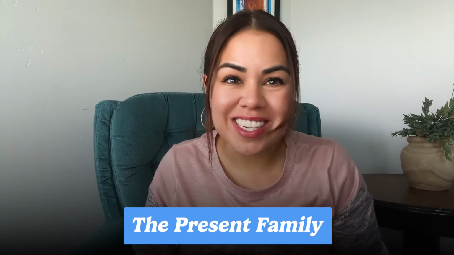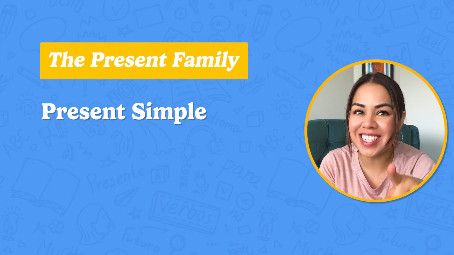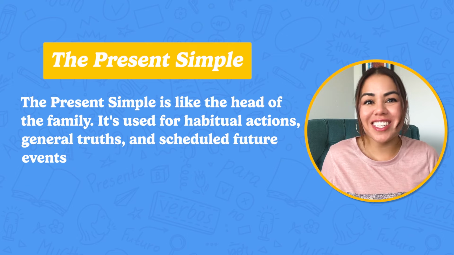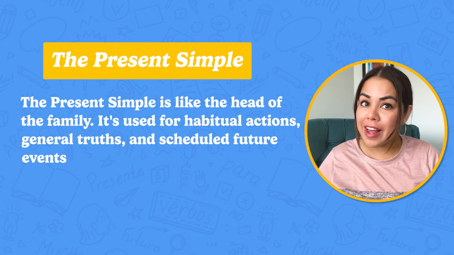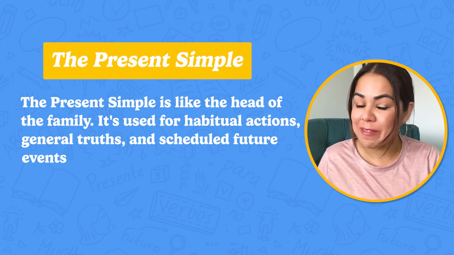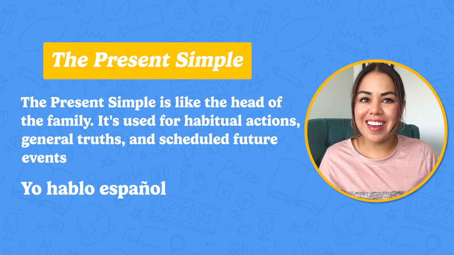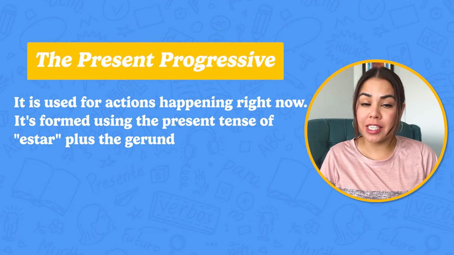Let's start with the present tense family. This family includes three key members: the present simple, the present progressive, and the present perfect. The present simple is kind of like the head of household. It's used for habitual actions, generalized truths, and scheduled events in the future. For example, yo hablo español. I speak Spanish. Next, we have the present progressive, which is used for actions happening right now.